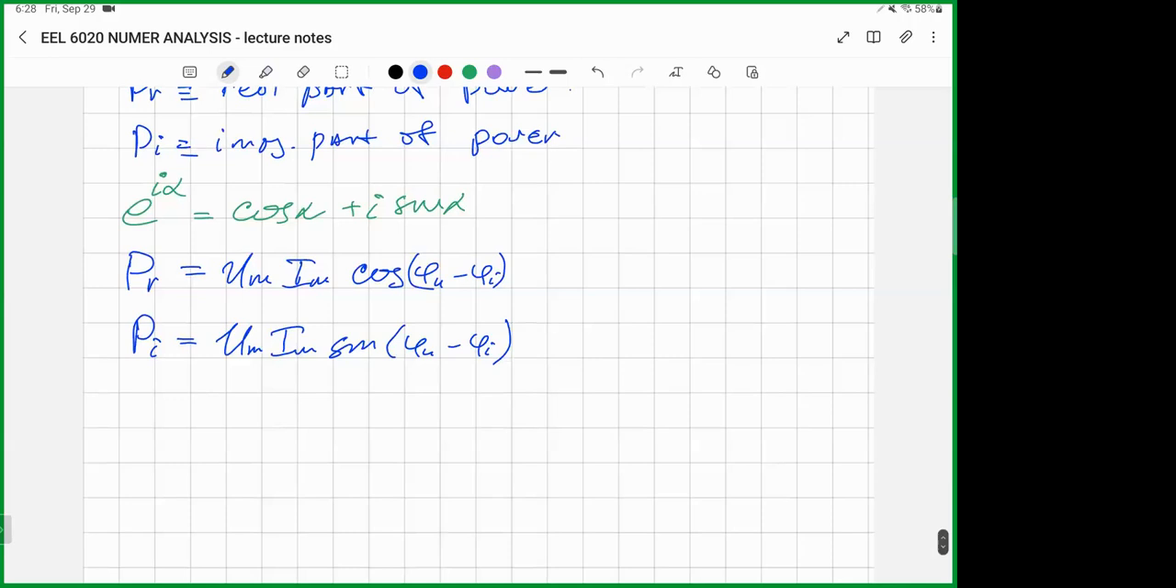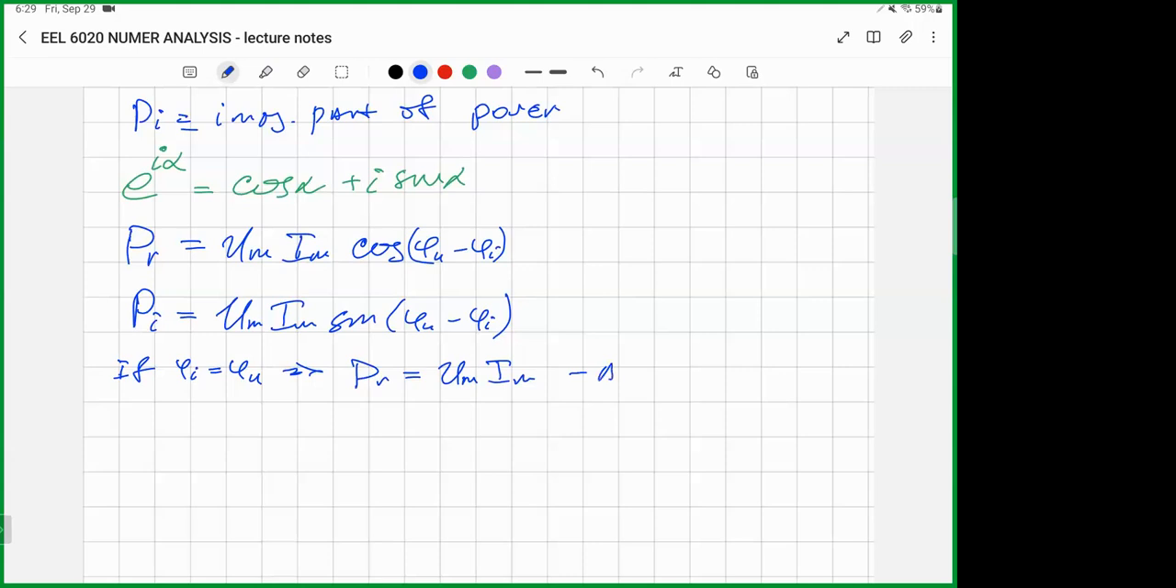Okay. Yeah, so these two formulas work in general for different phases. And again, if I consider these two cases, if the current phase is equal to the voltage phase, the difference is zero. So the cosine is one. So the real part is U m I m. Okay, so this is the active power. But at the same time, sine of zero is equal to zero. So the imaginary part of the power is zero, right? So no imaginary part, and all energy is in the active part.